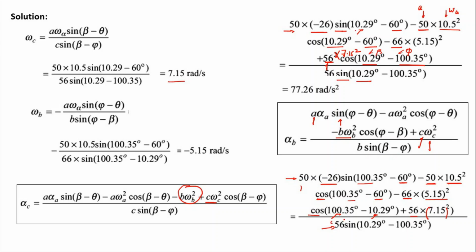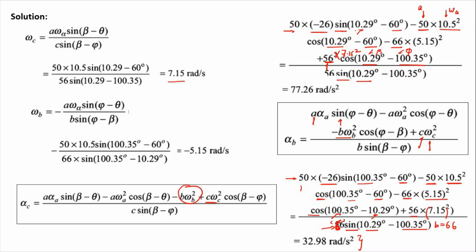So b is equal to 56, then we have sine of 10.29 minus 100.35. So finally alpha b we can calculate from here. Okay, so let's correct it here. This is 66 actually. So the length of this is given as b is equal to 66. Here we can substitute those values, and finally we get alpha b as 32.98 radian per second square.